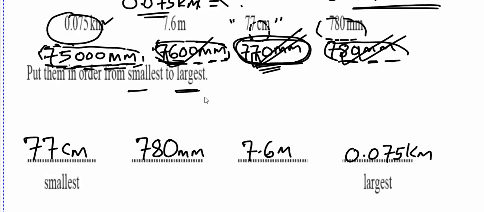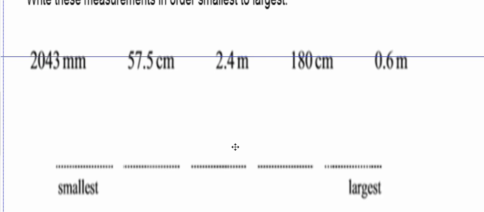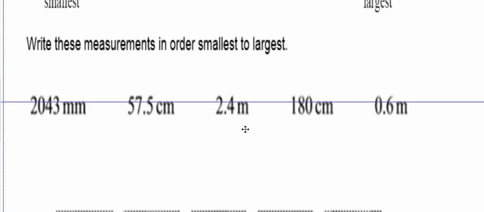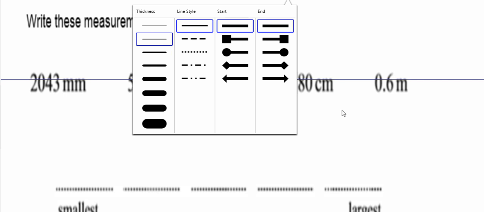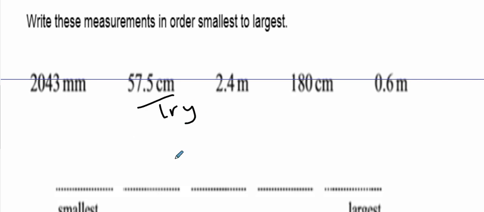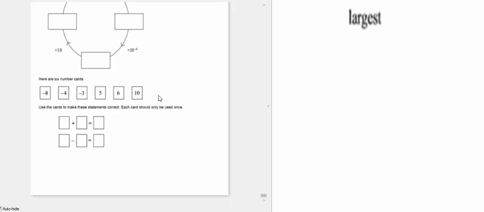Now, basing on this, I guess you can try this question. Write this measurement in order from smallest to largest. So you can try this question here. Try it and let me know if you are getting stuck. Otherwise, let us proceed.